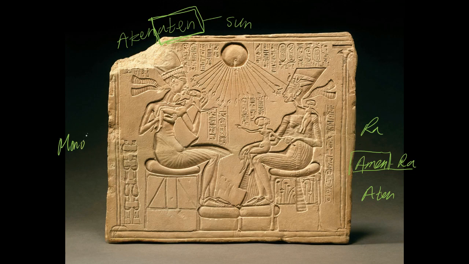This is probably one of the first monotheistic religions in history, apart from Judaism. So he converted to a monotheistic religion in which there was only one God, and that God was the sun. And he forced everyone to convert to that religion so that the temples of Amun-Ra and things like that would no longer have power, and there would just be the worship of Aten, the sun.